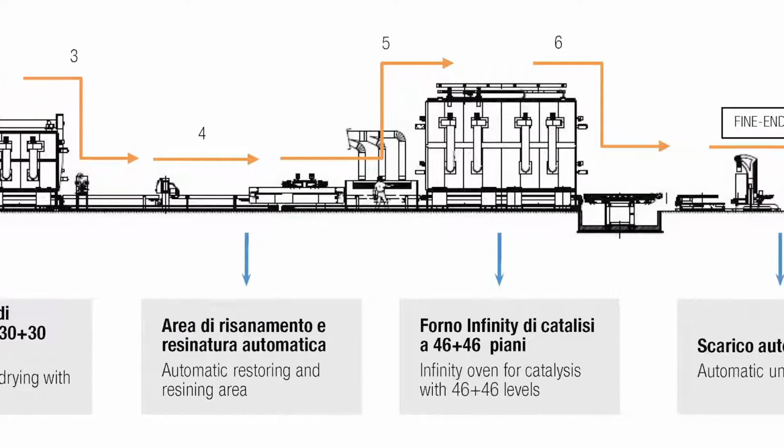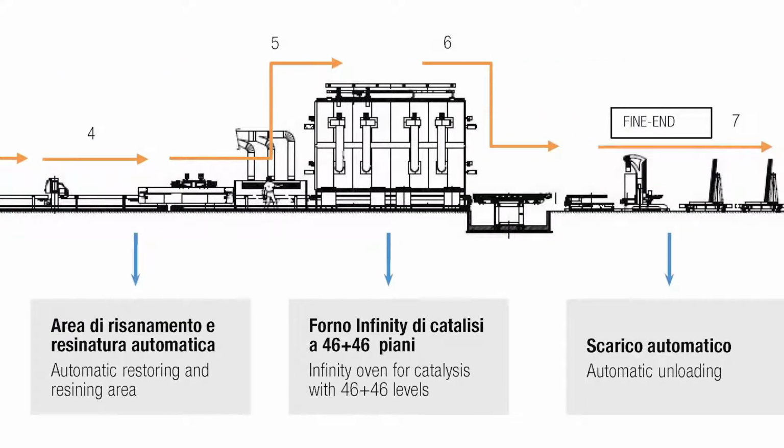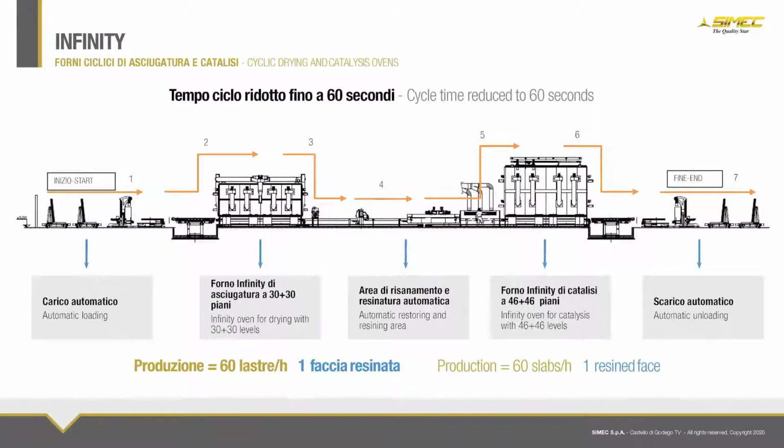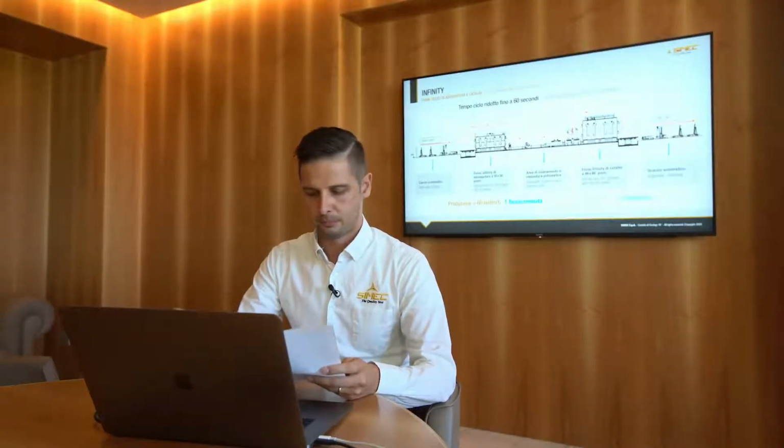After this first stage, we arrive at the second Infinity catalysis tower with 46 plus 36 levels, where the resined slab remains about 90 minutes. Finally, the slab is removed from the tray and proceeds towards the automatic unloader for finishing the resining process. With this solution, we have a production time of 60 slabs per hour, with one face resined.